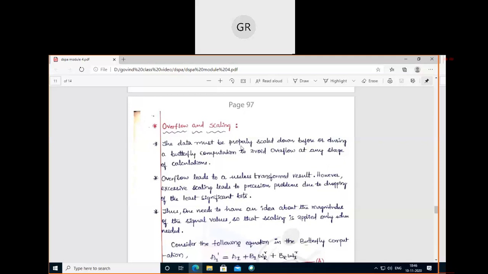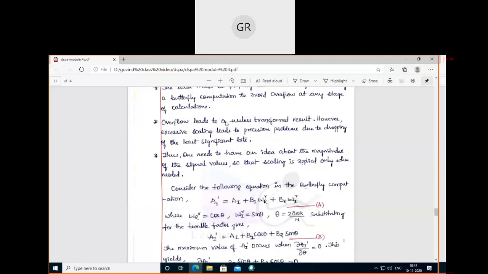The data must be properly scaled down before or during a butterfly computation to avoid overflow at any stage of calculation. To avoid the overflow, we can scale down before or during a butterfly computation. Overflow leads to a useless transformed result. However, excessive scaling leads to precision problems due to dropping of the least significant bits.